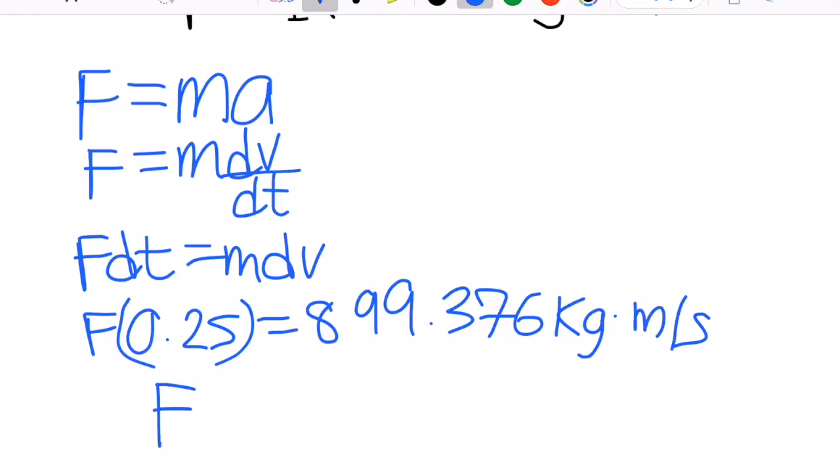With basic algebra, we were able to find that the force exerted is 4,496.88 newtons. Now let's get some facts about rugby.